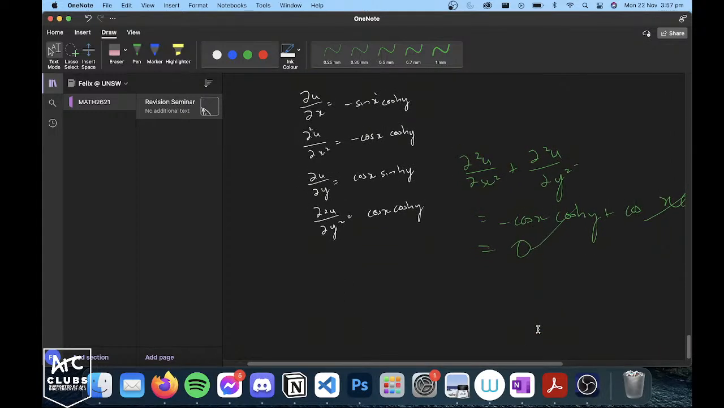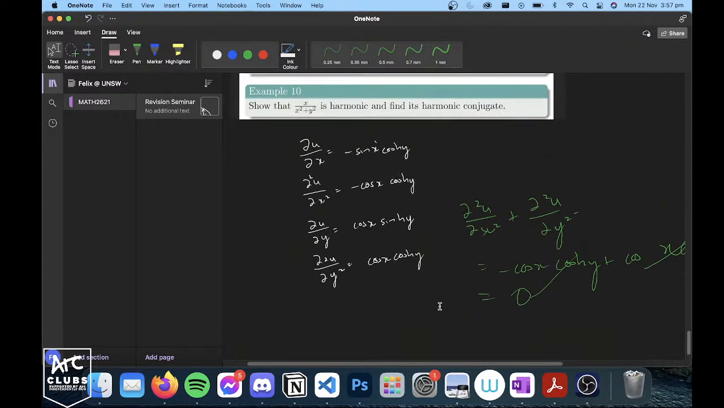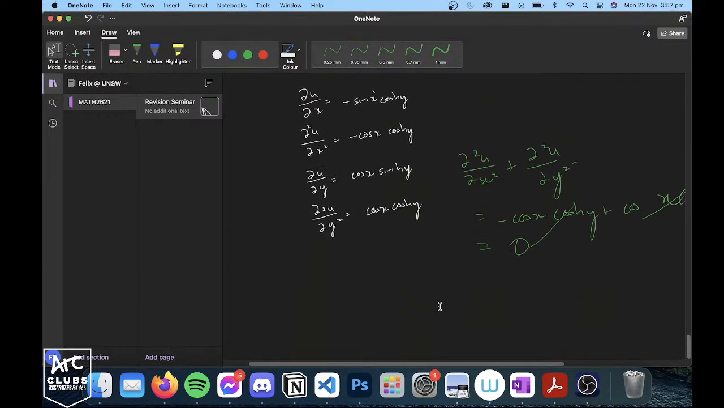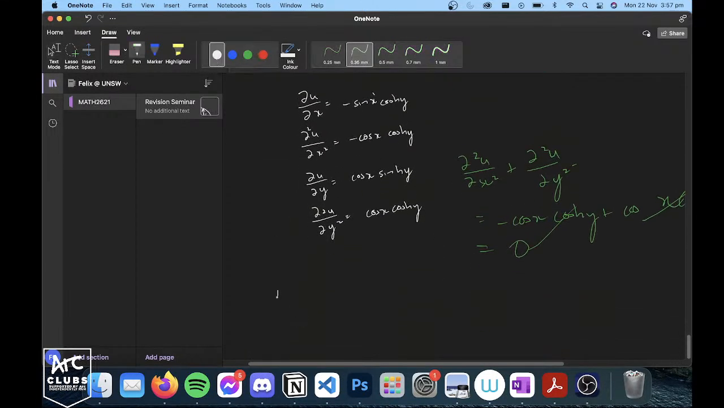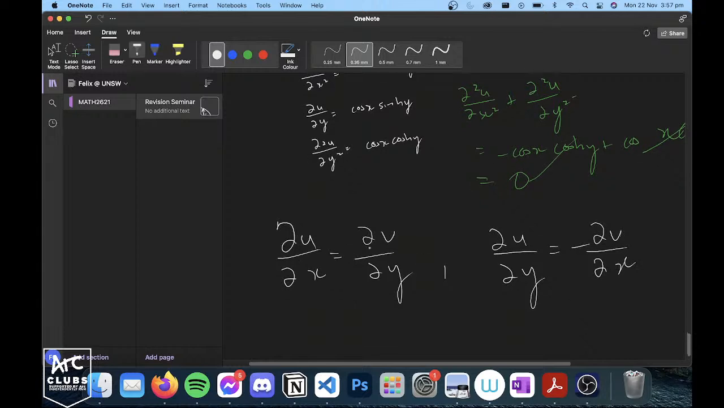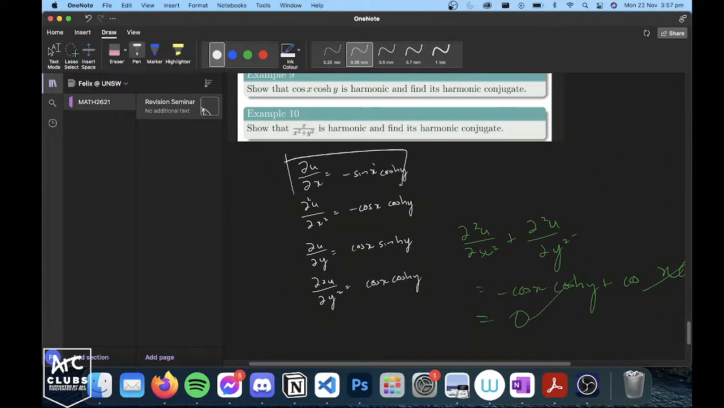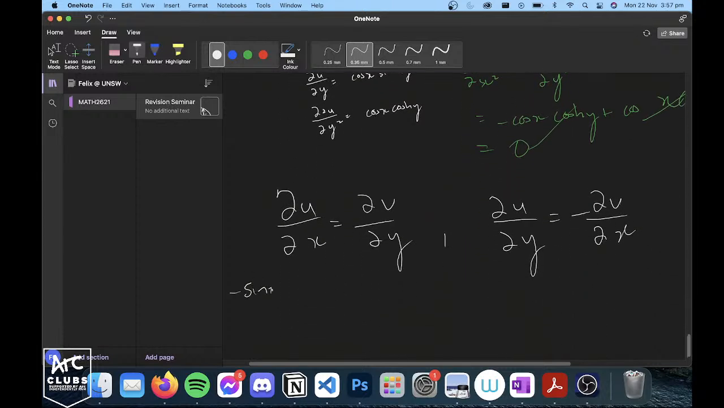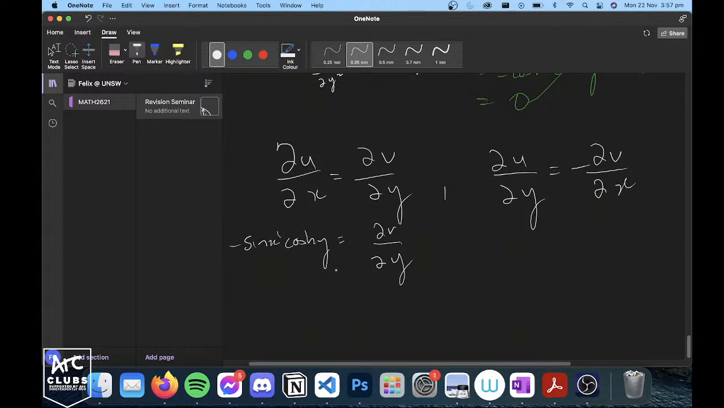So how do we find its harmonic conjugate? Well, it has to satisfy the Cauchy-Riemann equations. Let's write them out again: du/dx equals dv/dy, and du/dy equals negative dv/dx. We already figured out that minus sine x cos y is equal to dv/dy. So what we can do from here is integrate both sides.